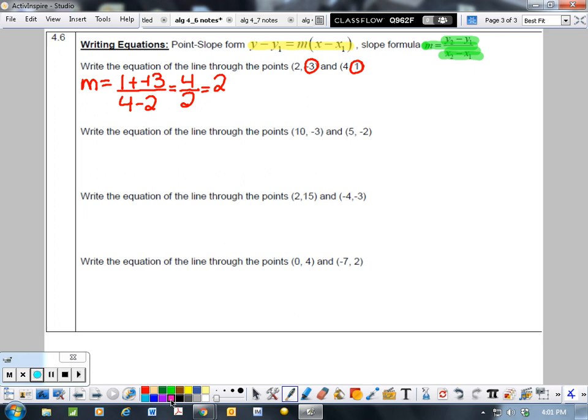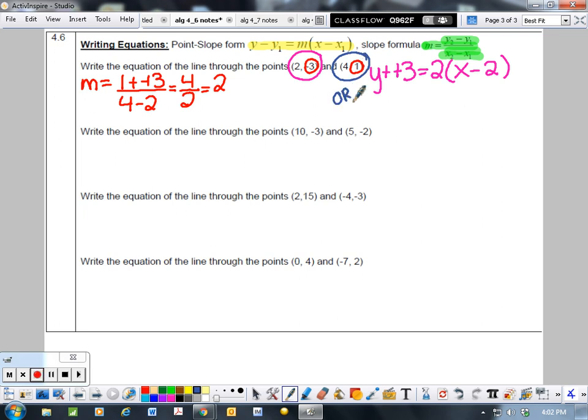Now at this point, I have an option. I can write my equation with one of my points. I only have to pick one. So if I were to pick the first point here, then my equation would look like y minus my y value equals my slope times x minus my x value. Then I would go ahead and take care of those double negatives, and that would be the equation of my line. But I could have picked the second point, and I can write my equation with that one.